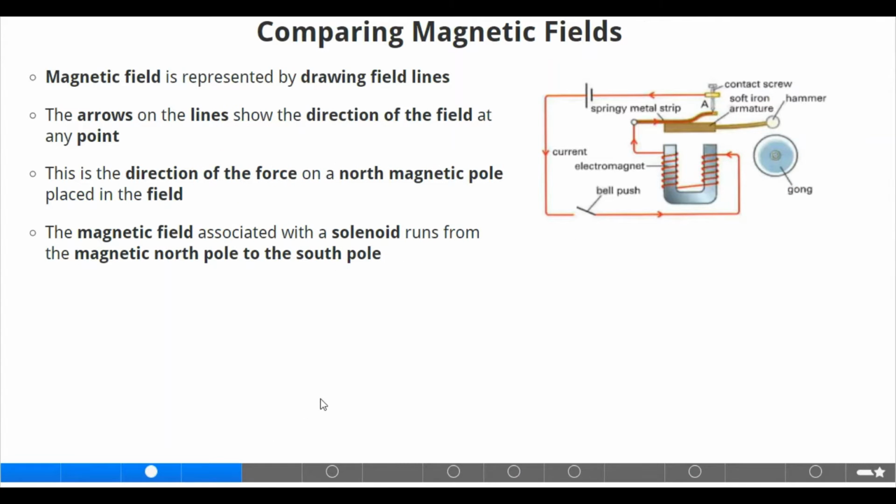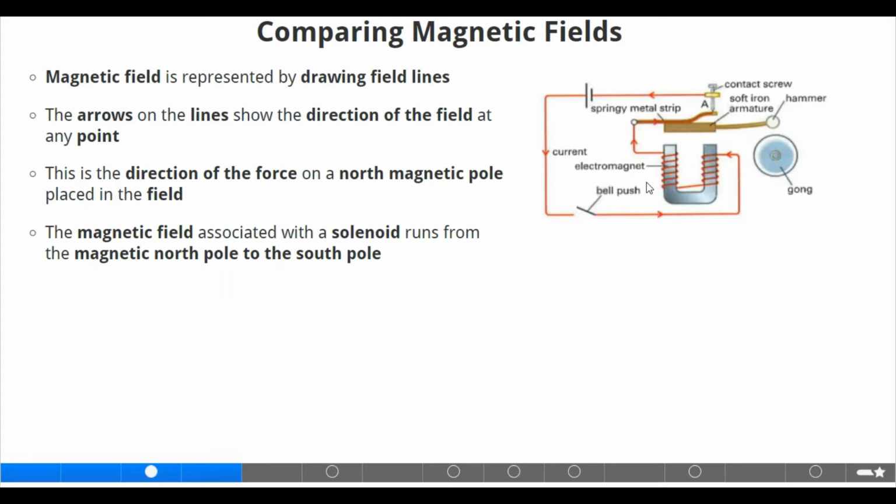Now, comparing magnetic fields. A magnetic field is represented by drawing field lines. The arrows on the lines show the direction of the field at any point. This arrow is the direction of the force on a north magnetic pole placed in the field. The magnetic field associated with a solenoid runs from the magnetic north pole to the south pole.